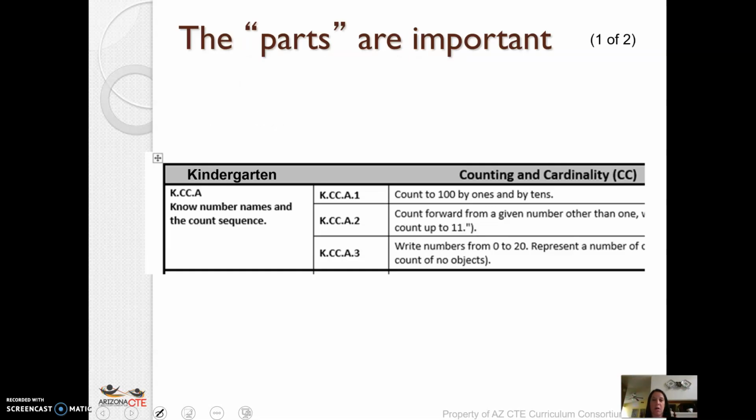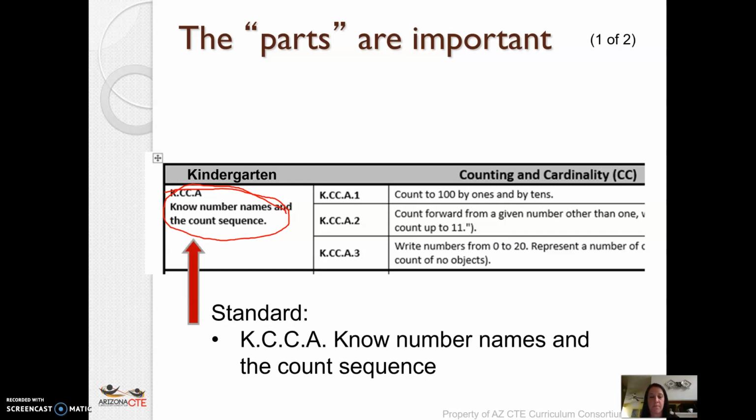The parts of the standard are important. You can see that there's here is the general, and then that general is divided into 3 parts. So here's what this looks like. Know number names and the count sequence, and then that's a little bit more specific. What does that mean to know the number names and count sequences within a standard? And notice that they have the kindergarten count and cardinality, and then standard 1, 2, and 3. So they're divided up into different sections.